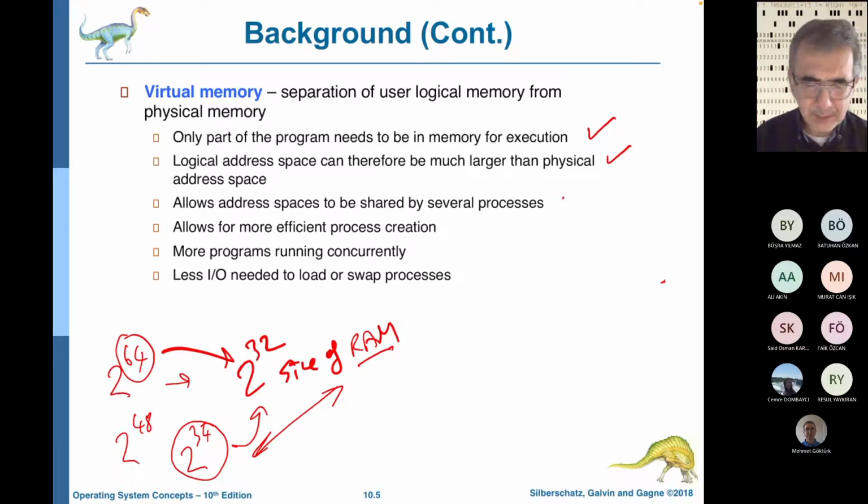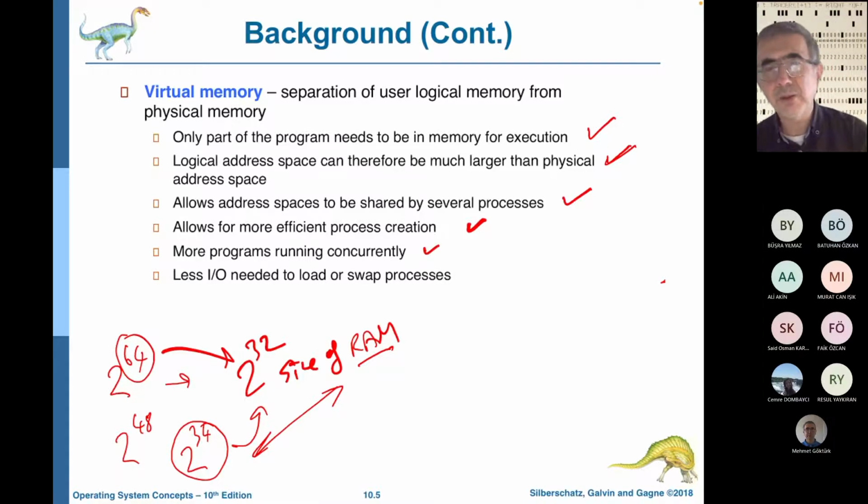Therefore, this technique allows address spaces to be shared by several processes, and the logical address space becomes much greater than it is. And when you start processes, the whole program is not required to be loaded into memory. So a program can start a little bit faster. Many more programs can run on the same memory concurrently. Well, not at the same time, but concurrency.